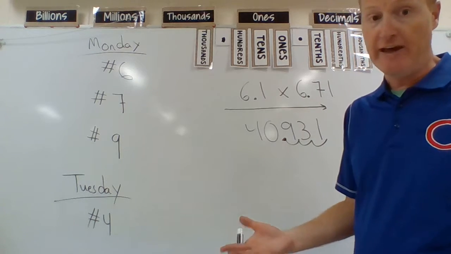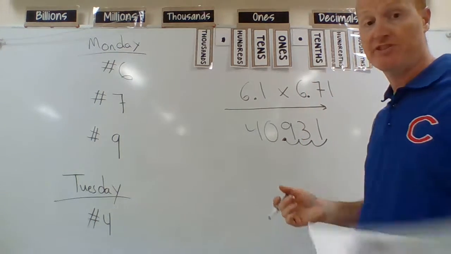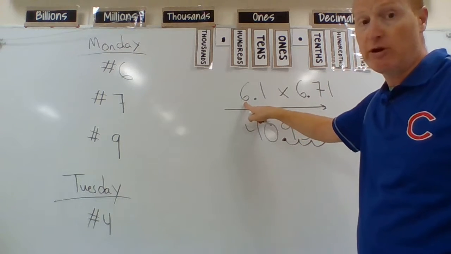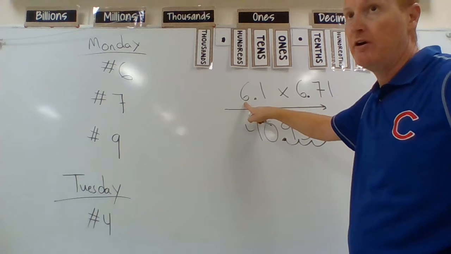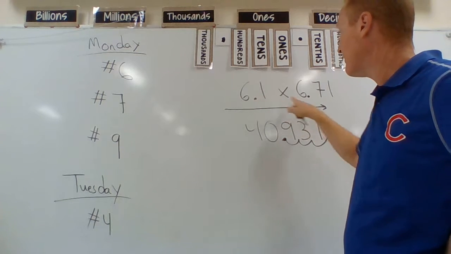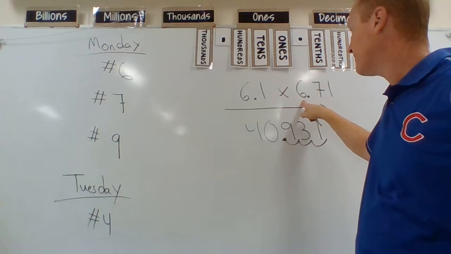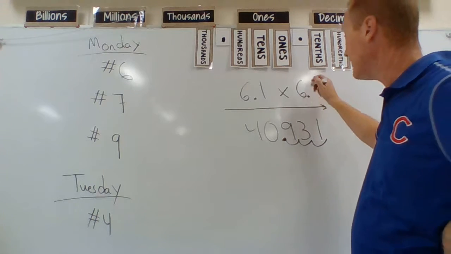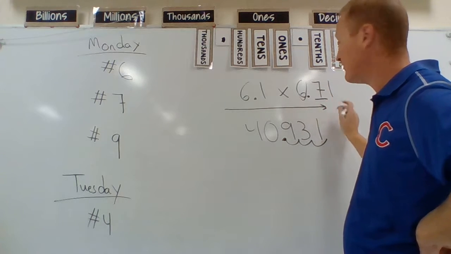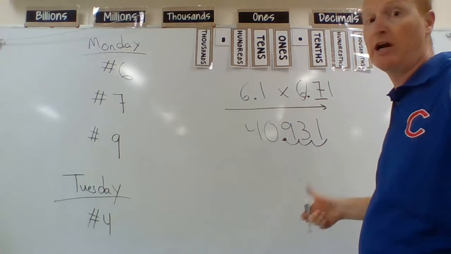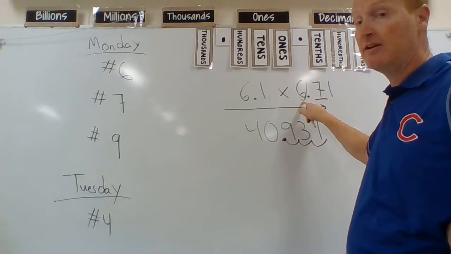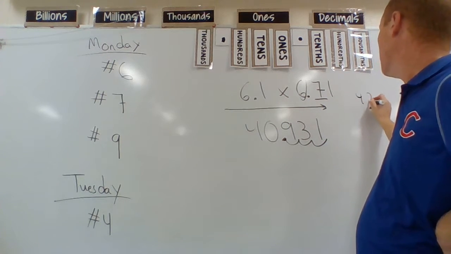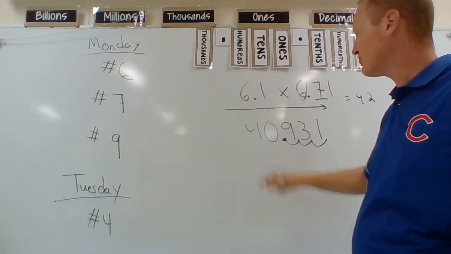We could also figure that answer out by estimating, which is going to be the next 2 problems. If I were to round 6.1 to the nearest whole number, it would be 6. And if I were to round 6 71/100ths to the nearest whole number, I would get 7, because the 7 is 5 or above, so we're going up. I would round that 6 to a 7. So it'd be 6 times 7, which equals 42, which is close to 40.